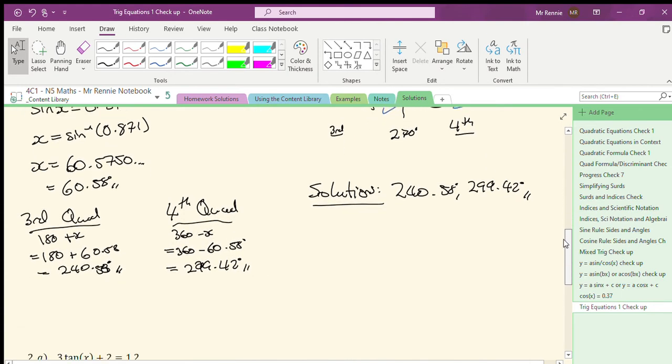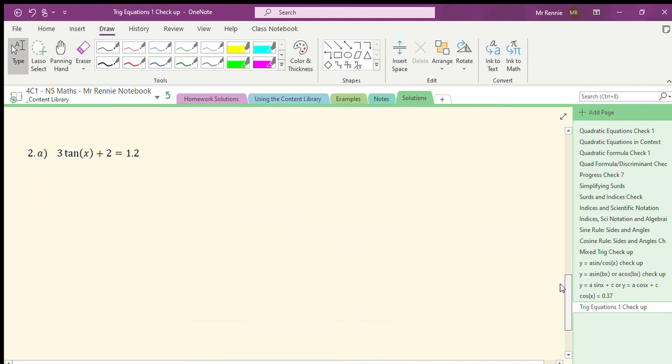Okay, the next questions were questions where we have to rearrange in order to work out the values. So starting off with this question, the first thing I need to do is get rid of this plus 2. So how we get rid of a plus 2 is we take away 2. That means that my equation becomes 3 tan x equals negative 0.8. Okay, so 1.2 take away 2 is negative 0.8. Last bit, I need to get rid of the 3 now. So we'll divide both sides by 3.